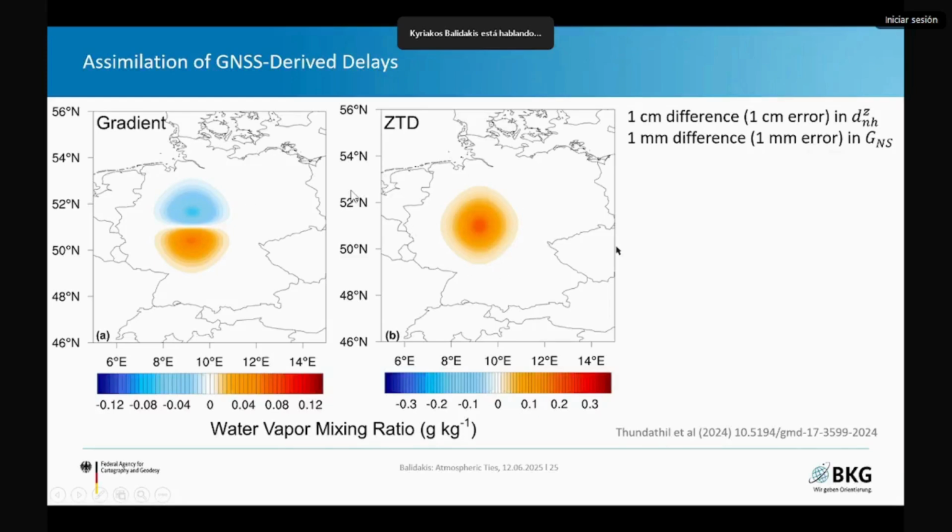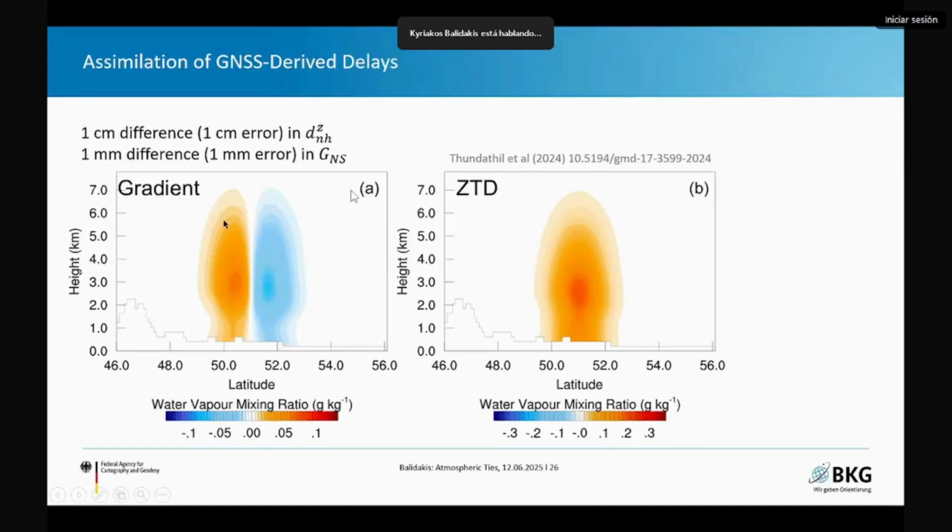This is a map of Germany. Just for one observation, you see how much impact it has, the zenith delay on the right and the gradient on the left. In these graphs, the vertical axis is the height and the horizontal axis is the latitude, and you can see the extent to which assimilating either one ZTD or one gradient measurement with a very generous uncertainty affects the water vapor mixing ratio field. Nothing will happen above 6 or 7 kilometers if you put in just one observation.